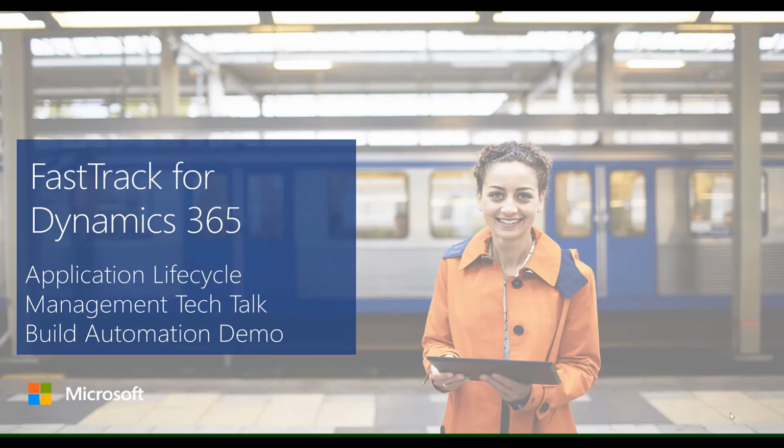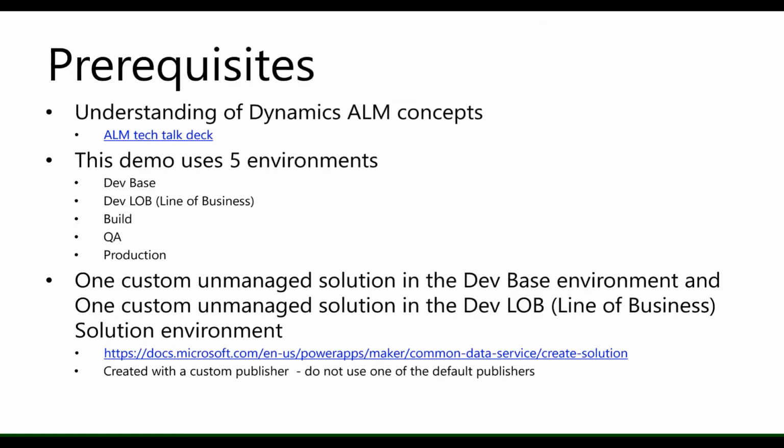This is the Fast Track for Dynamics 365 Application Lifecycle Management Tech Talk Build Automation Demo. The prerequisites for this deck are understanding the Dynamics ALM concepts as part of the ALM Tech Talk. This demo also uses 5 environments: a base solution development org, a line of business development org, a build org, a QA org, and a production org.